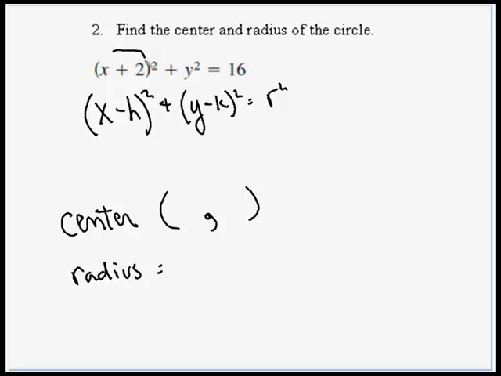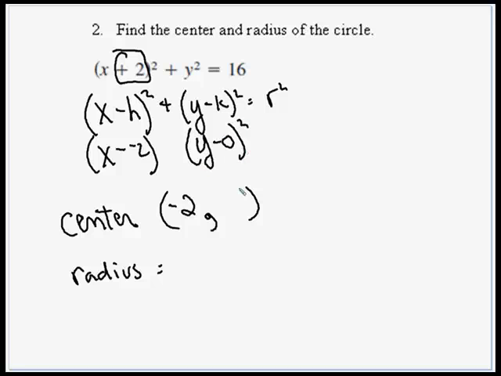So here we have a plus 2. And remember, in the formula, it's always a minus h. So that would be x minus negative 2. So our x value of our center is negative 2. And here it's just a y squared. What value goes in for k? Well, y squared is the same thing as y minus 0, quantity squared. And we would bring that 0 down. There's the center of our circle.